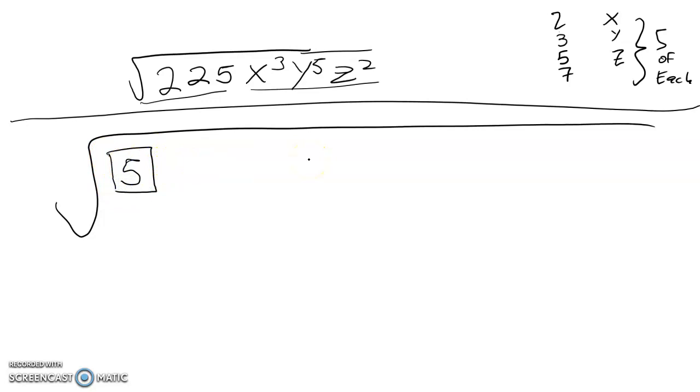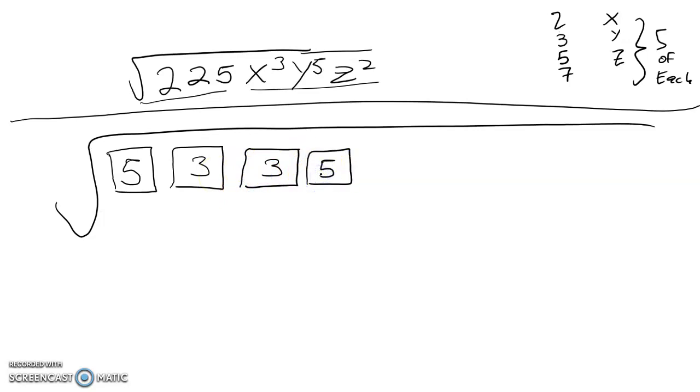And 45 can be broken down by 3. 45 can be broken down by 3 as 3 times 15. And again, we know that 15 is 3 times 5. Okay? So that's our 225 broken down.